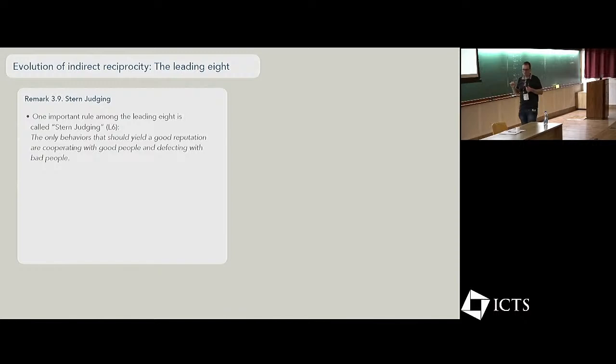And stern judging works as follows. Whenever I see a good person, I really have to cooperate. Whenever I see a bad person, I really have to defect. And also, I should only assign good reputations to people who act in that way. For example, if I see you cooperating with a bad person, you are bad to me. So this is a very strict social norm. It's really black and white. Good person, you cooperate. Bad person, you defect. There's nothing in between.